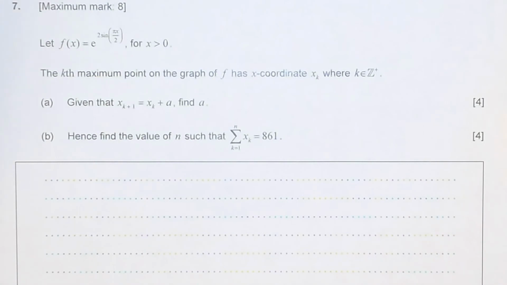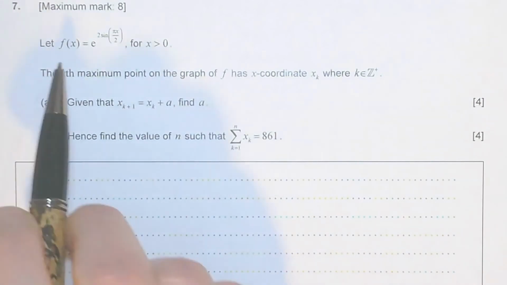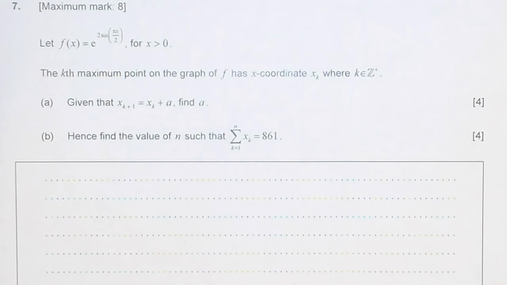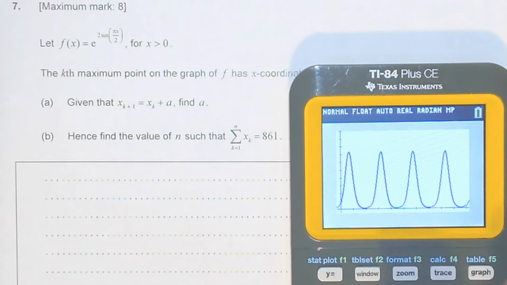All right, IB Math SL students, here we are on problem number 7, and I will just let you know up front that this one is a doozy. So let's go ahead and dive in. We're given a function, it's an exponential e to the something with a trig function in it, for x greater than 0. So the first thing that I did was I went ahead and graphed this.